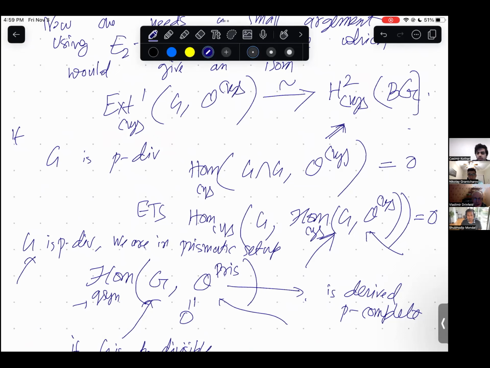So it would work over any perfect ring of characteristic p? Yeah, I think this should work over any perfect ring of characteristic p. Thanks.